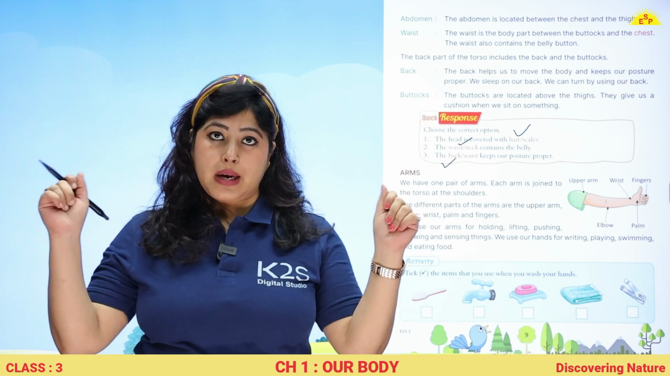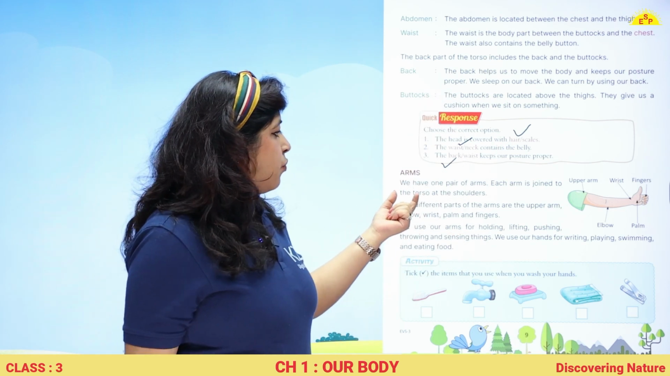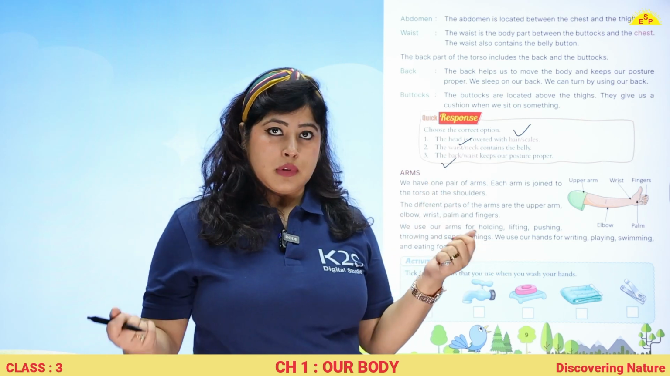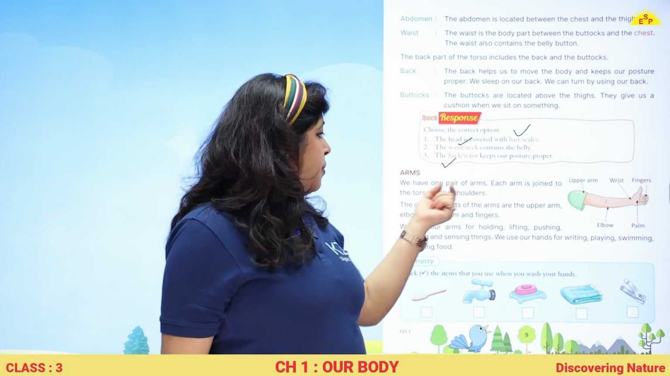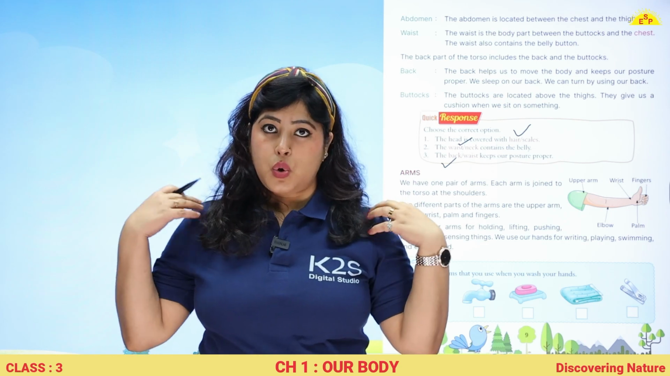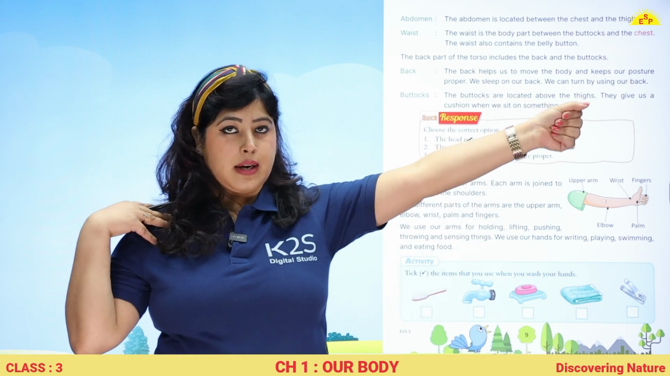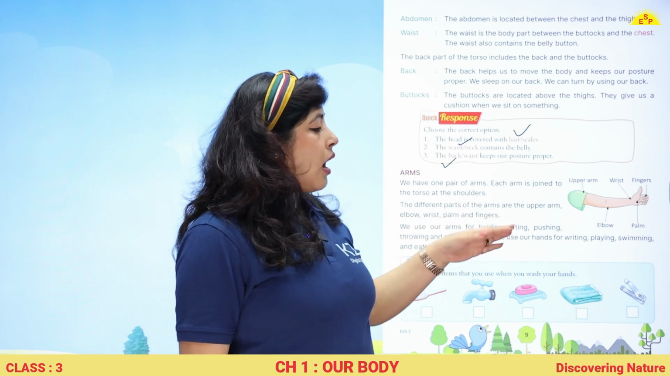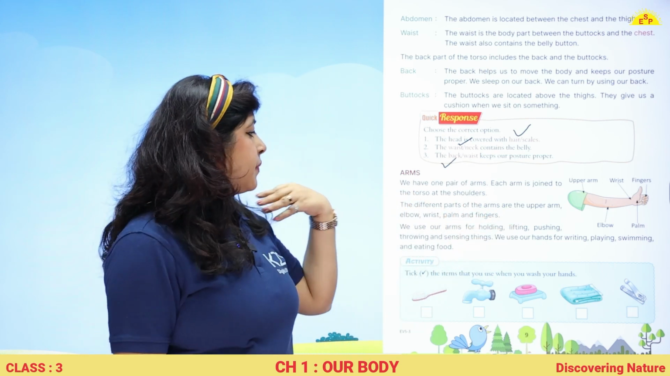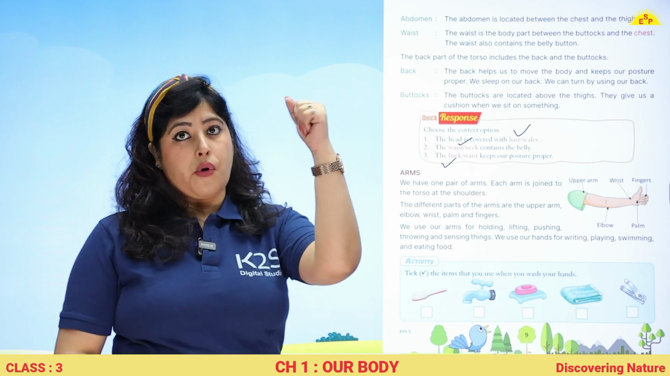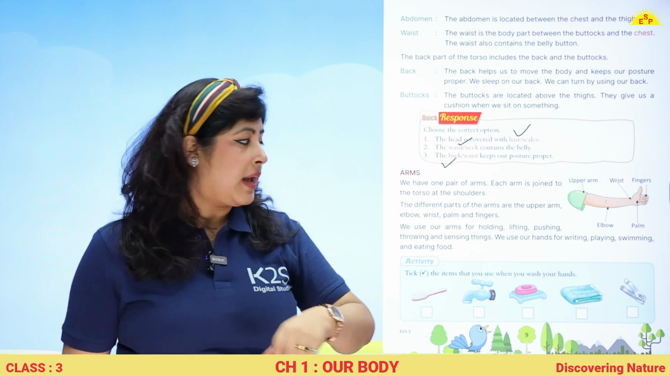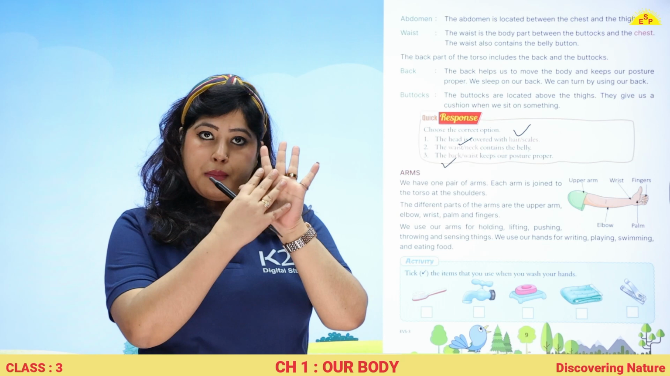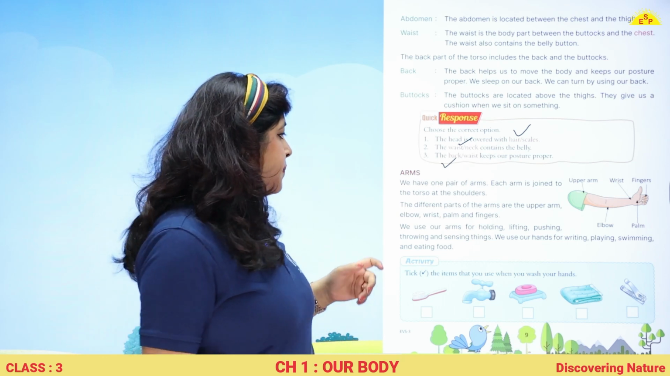Okay, this is our upper limbs, we can say. We have one pair of arm, left and right. Each arm is joined to the torso at the shoulder. तो हमारे shoulder से वो connected है हमारी दोनों arms. The different parts of the arms are your upper arm, your elbow, your wrist, जहाँ पे हम अपनी wrist watch पहनते हैं, and your palm, then are your fingers.